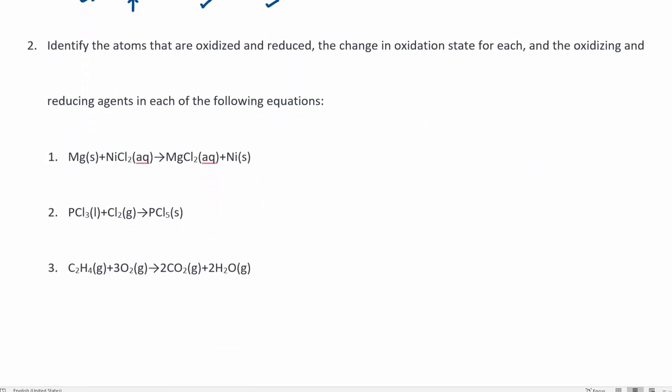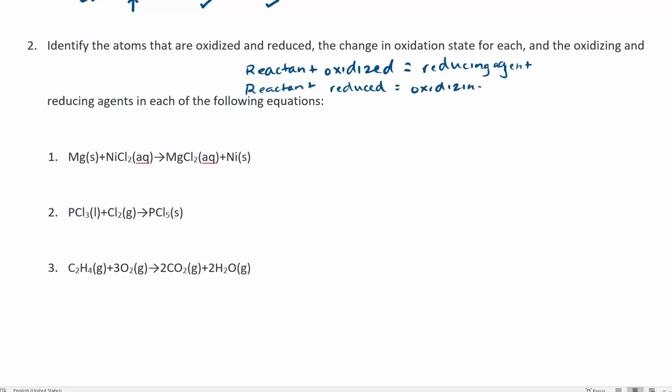Number 2, identify the atoms that are oxidized and reduced, the change in oxidation state for each, and the oxidizing and reducing agents. Now here's where students can get confused with the semantics. The reactant being oxidized is the reducing agent. It allows for the reduction to occur. The reactant that is reduced is the oxidizing agent.